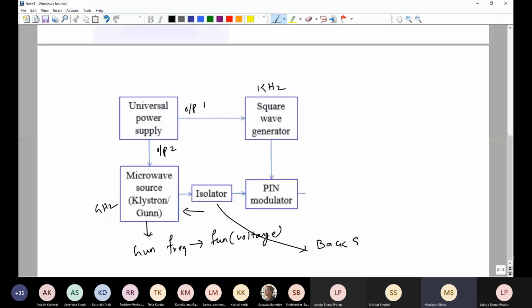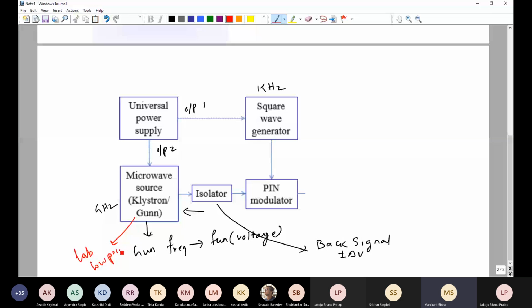and then voltage for microwave source. Okay, then you also need to understand that the power supply for the klystron and the gun source differs a little bit. For the gun source you need gun bias voltage. For the klystron you need repeller voltage as well as beam voltage. So the klystron source is a bit difficult to handle. The gun diode or gun oscillator is very easy to handle.